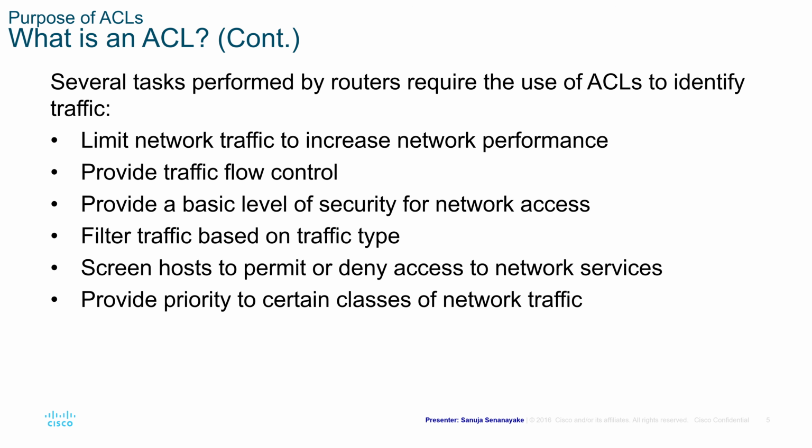ACLs can also be used to provide priority to certain classes of network traffic. So ACLs are often used in combination with QoS policies on networks with VoIP. You can provide priority to data such as VoIP data that goes through your network over regular data using ACLs, as it can be used in combination with QoS. It can improve the performance and quality of your network.